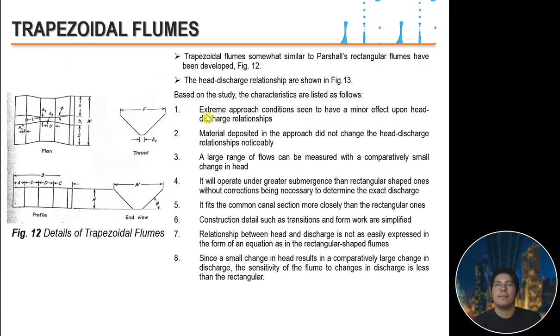Number 1, the extreme approach condition is seen to have a minor effect upon the head discharge relationship. Number 2, material deposited in the approach did not change the head discharge relationship noticeably, and so on and so forth, until number 8, which is that since a small change in head results in a comparatively large change in discharge, the sensitivity of the flume to changes in discharge is less than that of the rectangular flume.